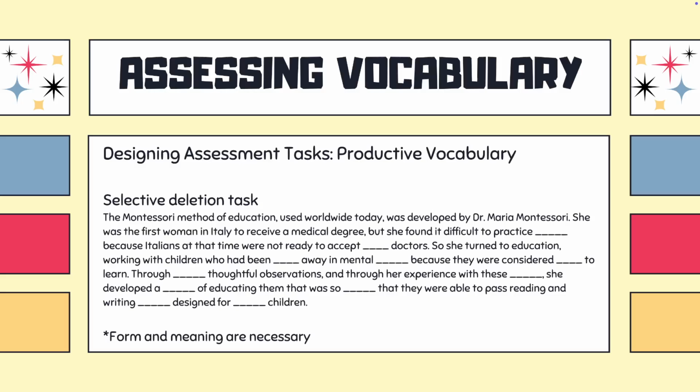Okay, you can also do selective deletion. Now, we've done this before in reading, which is the cloze test. Remember, the cloze test, we will delete every 7 words. But in this one, you specifically select the vocabulary that you want to delete so that you can focus on vocabulary that you want them to know or understand or learn. But in this type, it's more challenging because form and meaning are both necessary. So it is very similar to the grammar test we did before. But it's not the grammatical meaning, it's the vocabulary meaning here.